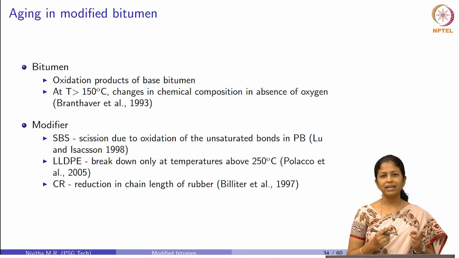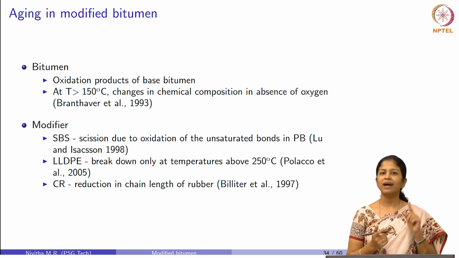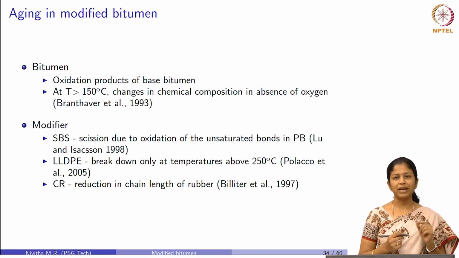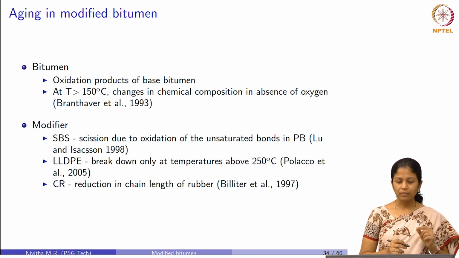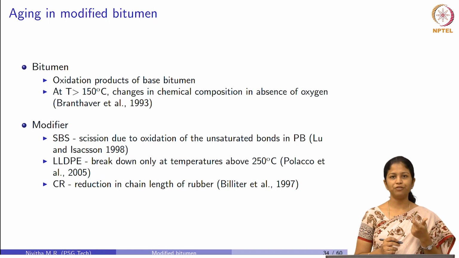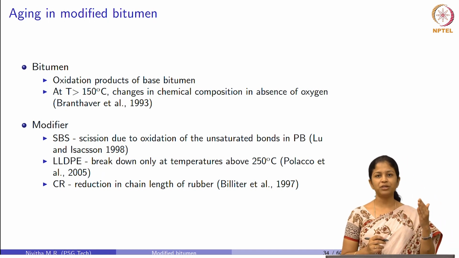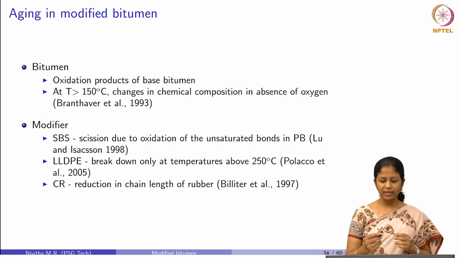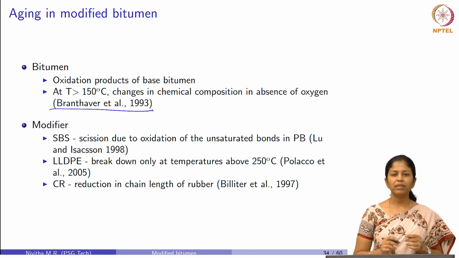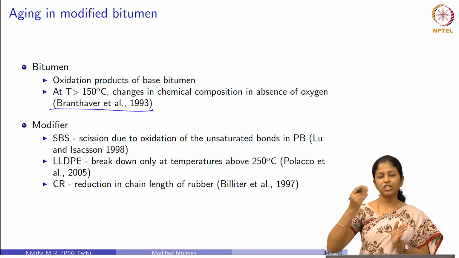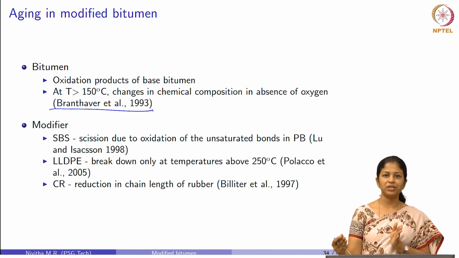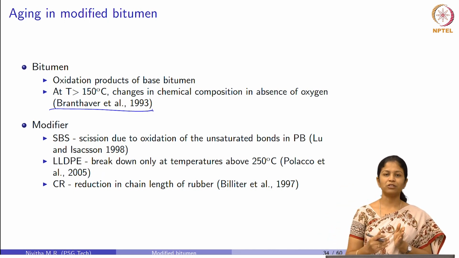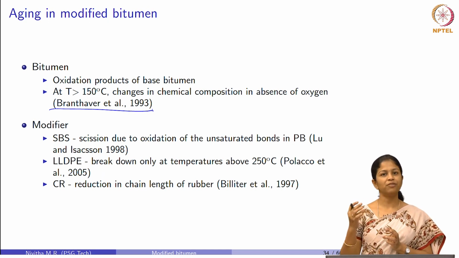But there is something else which also happens to bitumen at high temperatures which we had not seen during the aging chapter. That is the change in chemical composition of bitumen at high temperatures, where temperatures are greater than 150 degrees Celsius. In the study by Branthavar et al., they have shown that at temperatures greater than 150 degrees Celsius, even in the absence of oxygen, there are some changes which happen to the chemical composition of bitumen.